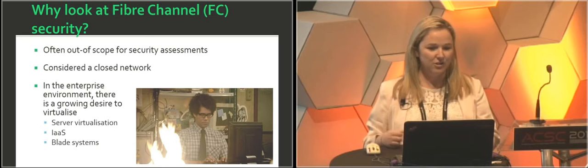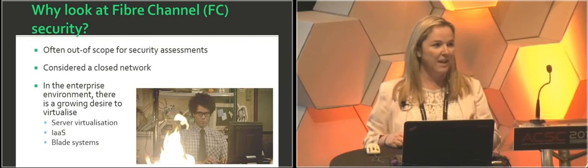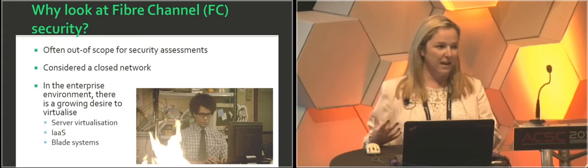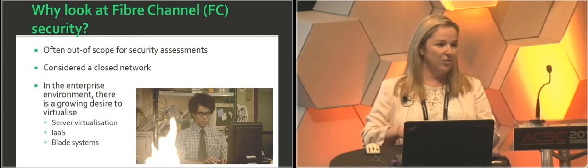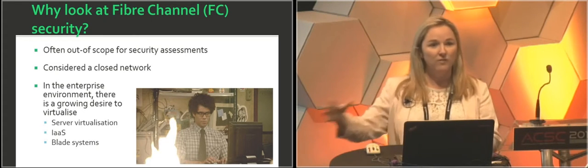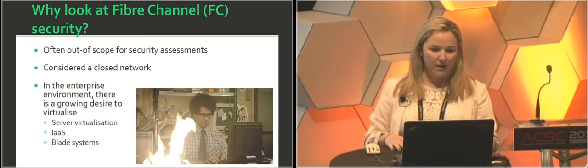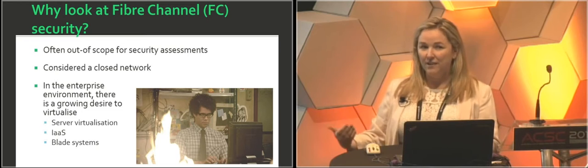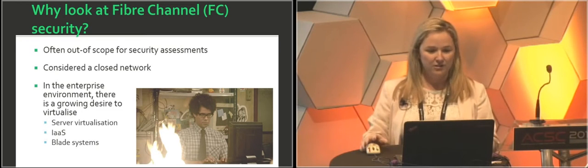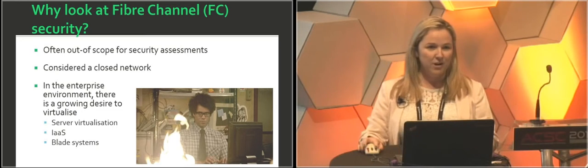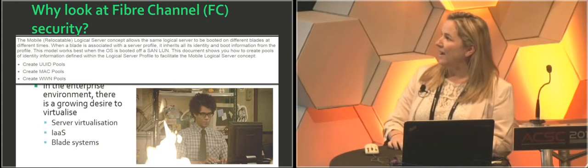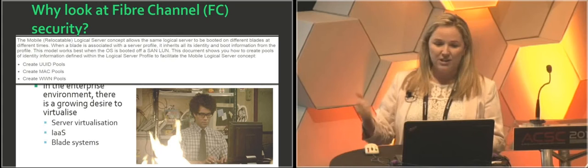Also in the enterprise environment, there is a growing desire to virtualize, so that's server virtualization, infrastructure as a service, and blade systems. Which means that you're seeing more of this fibre channel back end. You're seeing server profiles that are moving around your enterprise, and this is enabled by what is known as WWN spoofing, which is an attack vector, which is now actually becoming a feature in the enterprise environment.